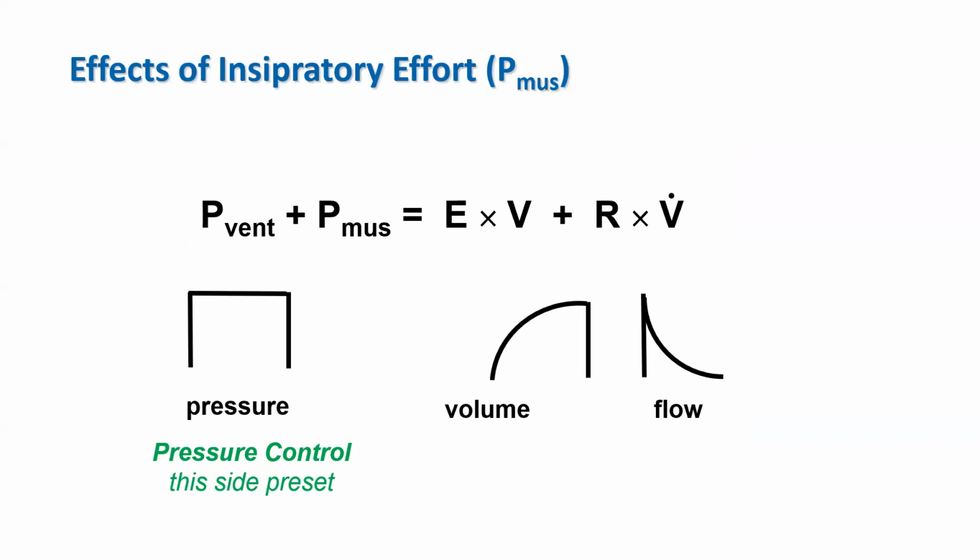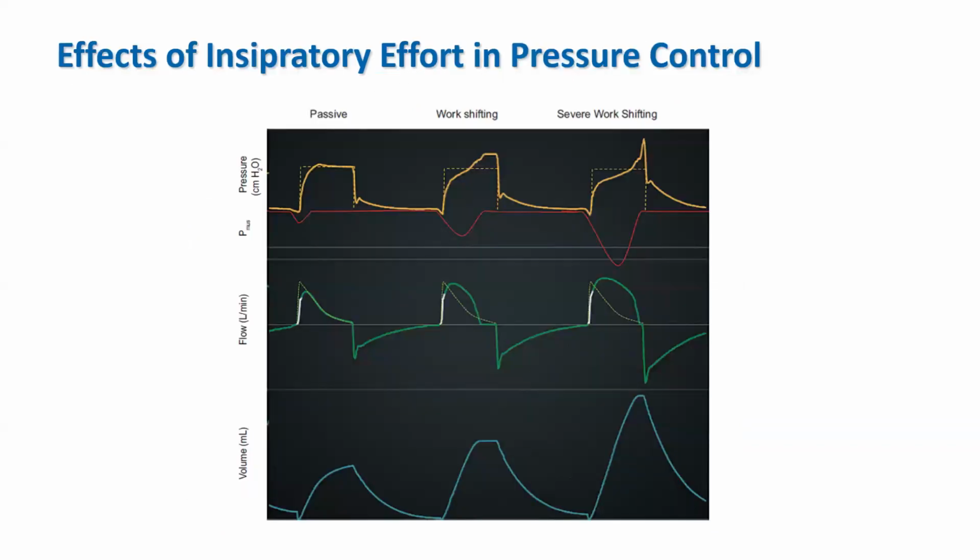What happens in pressure control? Well, the effect of PMUS is to distort the volume and flow waveform. The higher the PMUS, the higher the tidal volume and the flow. In pressure control, the same conditions distort the flow waveforms and increase the tidal volume. So again, on the left, there's a passive patient. And in the middle, there's mild work shifting with the increased flow and tidal volume. And on the right, here we're seeing extreme work shifting. And in this case, not flow starvation, but rather an excessively high tidal volume, which might be dangerous to the patient.